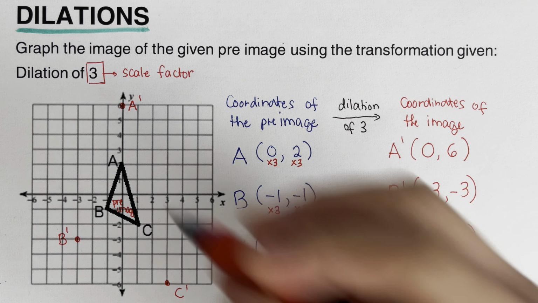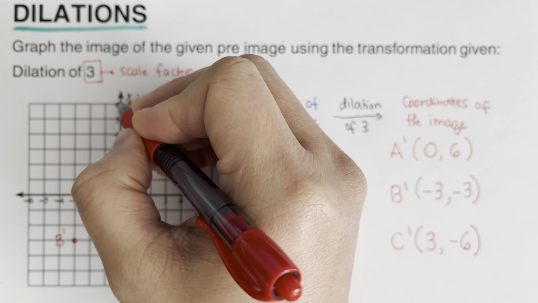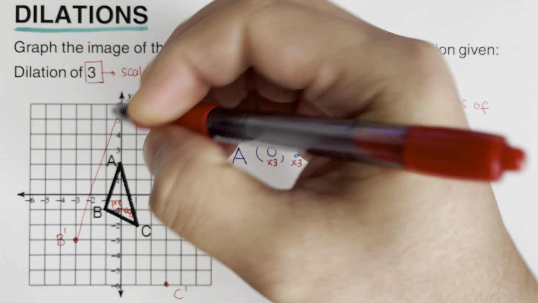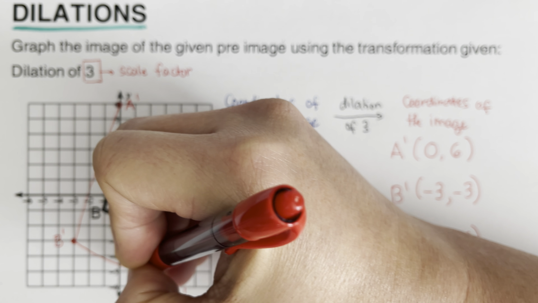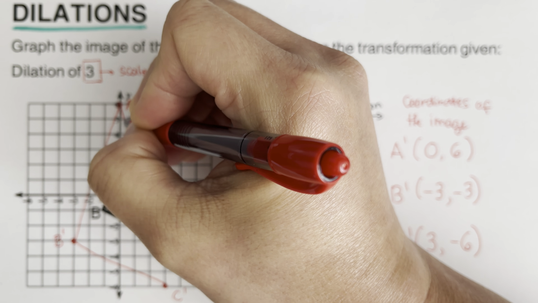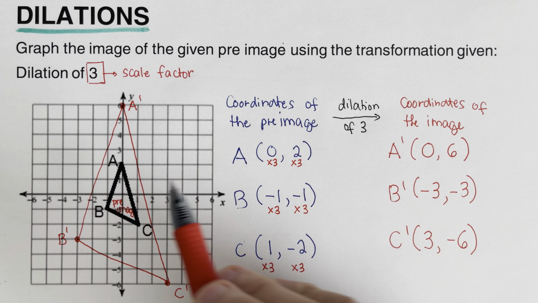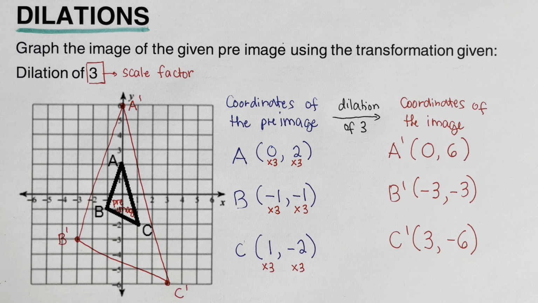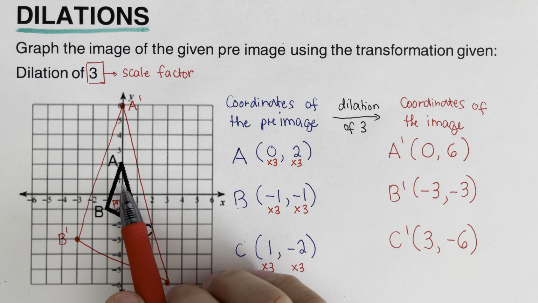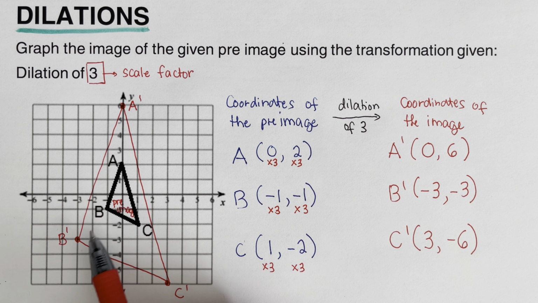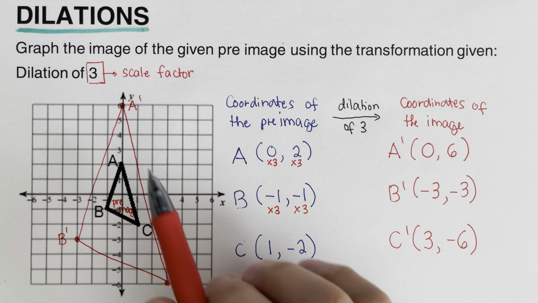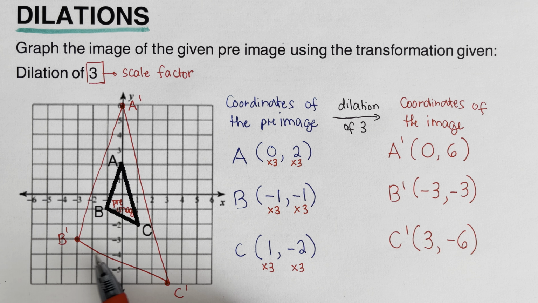So then we can go ahead and connect these dots together with a line. So I'm just going to connect this with a line right here. And so this is our dilated figure, or the one in red is our image. So as you can see here, it has already been enlarged. So from a smaller picture right here, which is the pre-image, it was blown up. It was enlarged into a bigger triangle. We call this red part here our image.